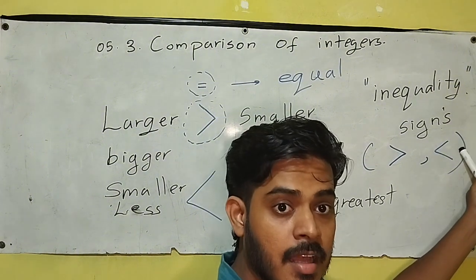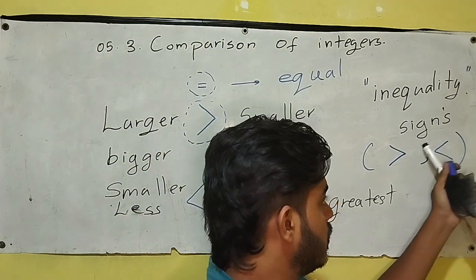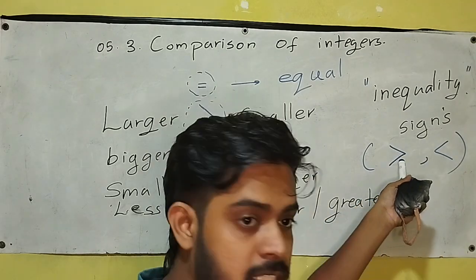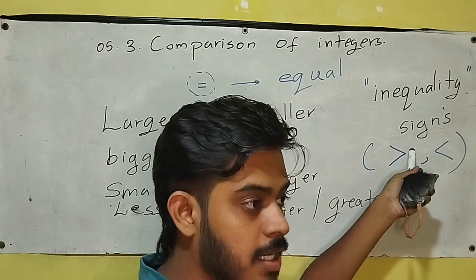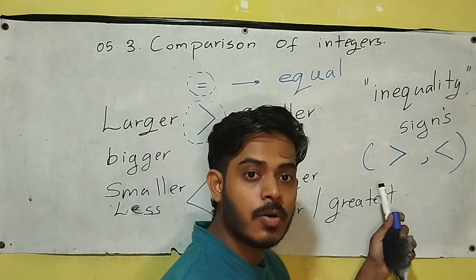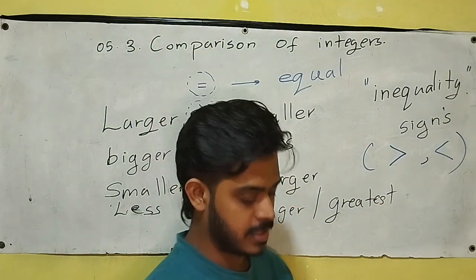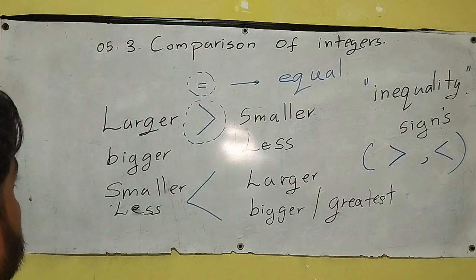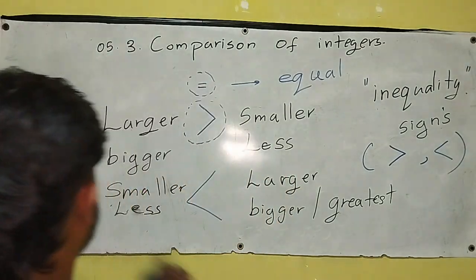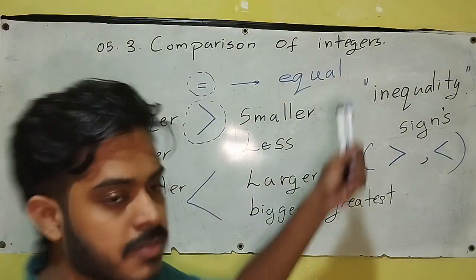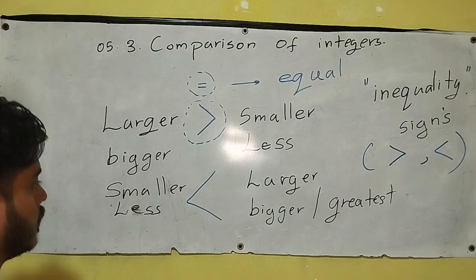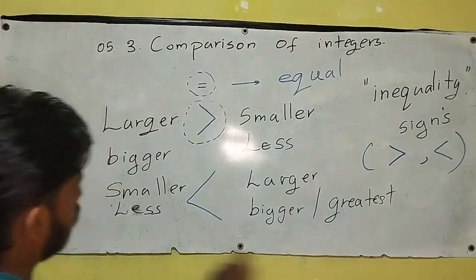On this side, larger, bigger, greatest. This side, smaller, less. According to this sign, this side, what? Smaller, less. This side, bigger, largest, or greatest. Okay. This is the idea. This is the basic idea I will explain. Okay. Write down this, pause the video. Now I am going to go to the next step. Okay, pause the video, write down all this.